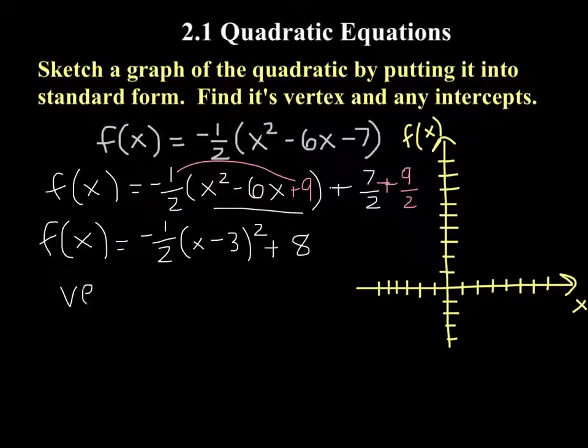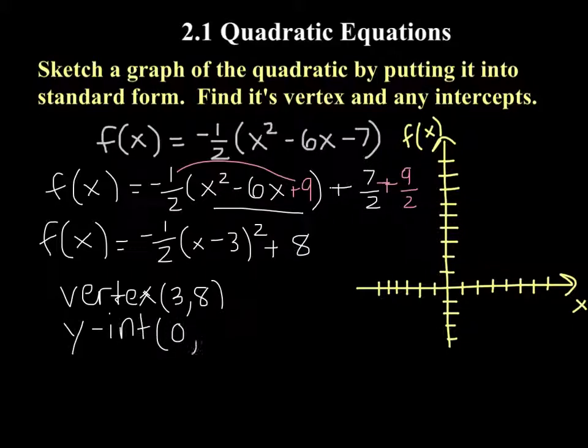So the vertex is 3, 8, it's h, k, and I know it opens downward, but I can also get the y-intercept fast by plugging in 0 for x, and if you do the math on that, you should get 7/2, or about 3.5. Your x-intercepts, when you solve this, you could try just set it equal to 0. I'm going to let you guys try that part. You should get 7 and negative 1.